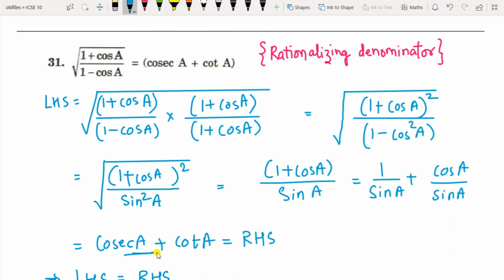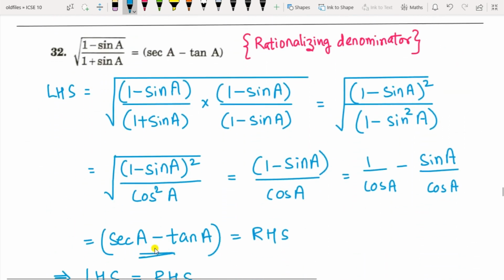Okay, so this is similar to question 31st. Here 1 plus sin A is given, so you have to multiply with the negative sign, 1 minus sin A. Okay, so this will become 1 minus sin A the whole square, and this will be 1 minus sin square A. Now 1 minus sin square A means cos square A. Now we want to remove the square root, so the square will also be removed. So it will be 1 minus sin A upon cos A. Split the denominator, so 1 upon cos will be sec, and sin upon cos is tan. That is equal to your RHS.